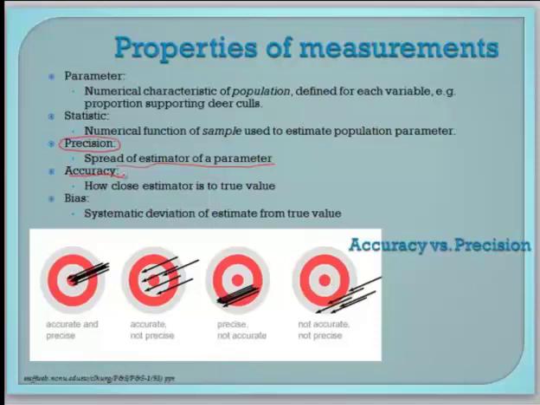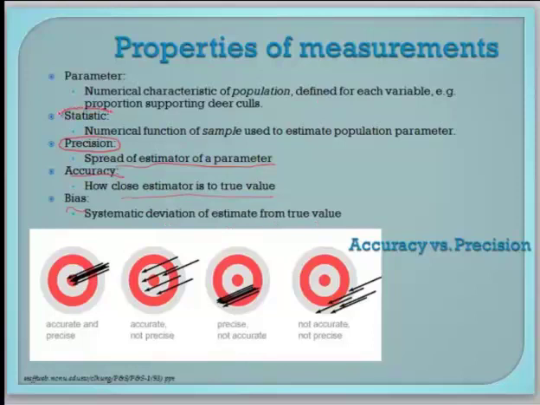Accuracy, well, how close is that estimator to a true value? So this is quite accurate. This is accurate, but it's not very precise. This is precise, but you're going right off target, so it's not very accurate. Bias is systematic deviation of an estimate from its true value. So we'll see some of that later on.